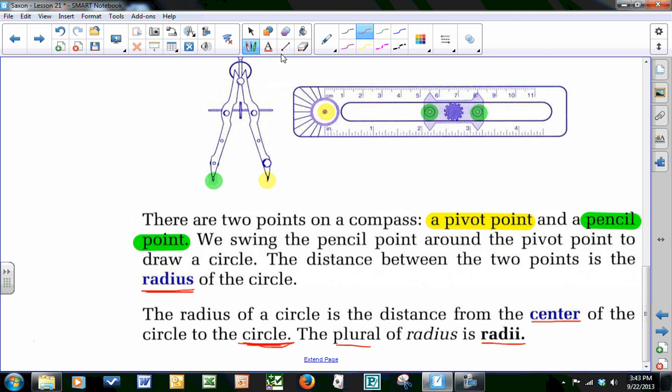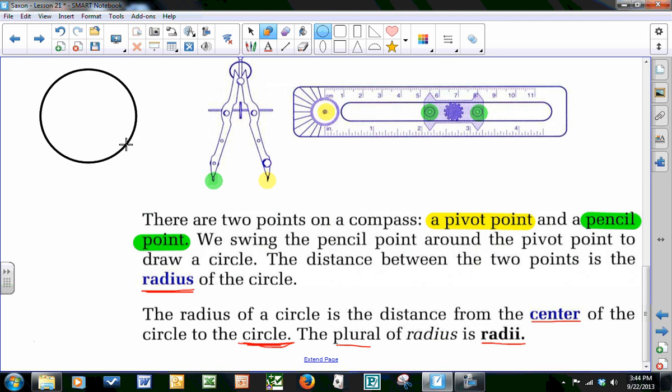So let me see if I can get my shapes up here. Here they are. And let's just draw a little circle. Boom, there we go. And let's get my pen back.